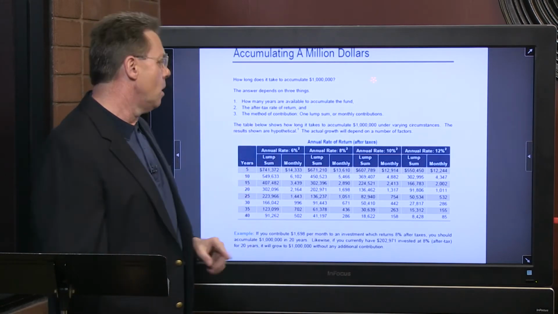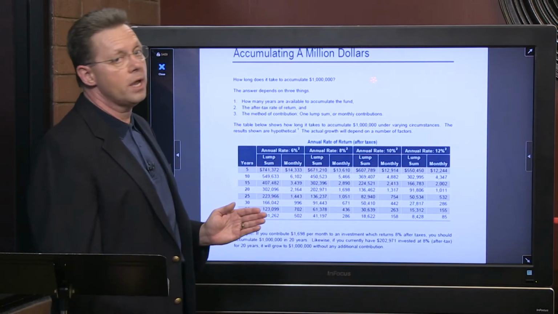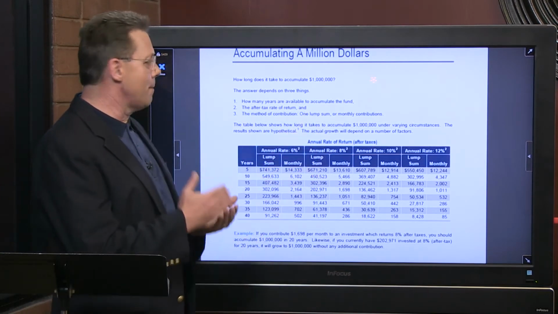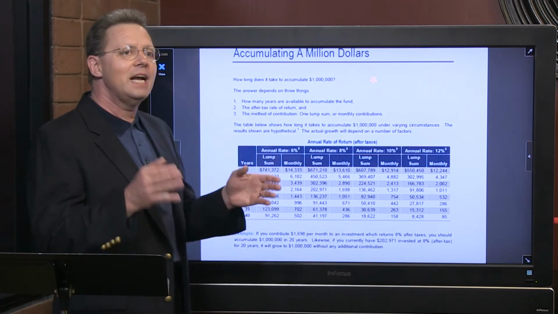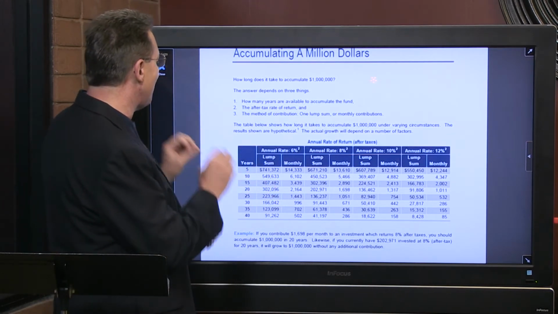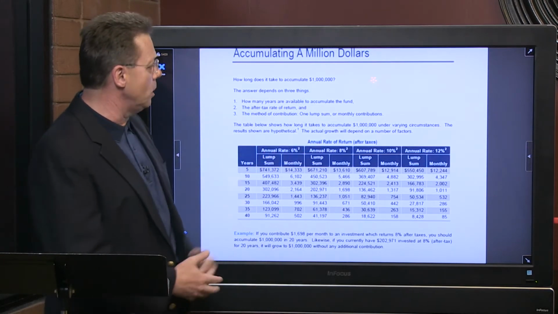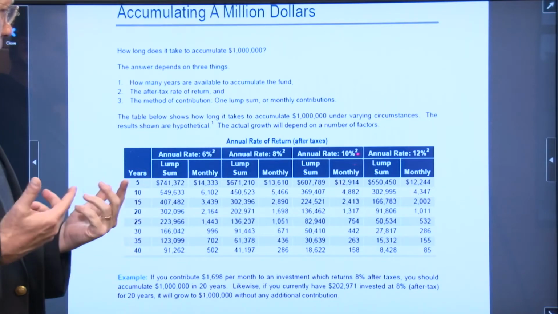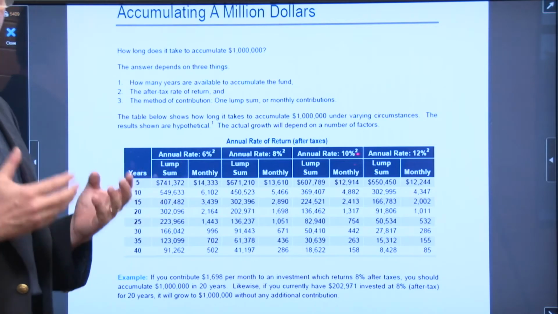And then the last one is, what is my method of contribution? Does it make a difference? Oh, yes. Is it an actual single deposit, or am I paying monthly contributions, or am I paying annual contributions? I need to know all those factors. So when I make my composite, here's the table that shows how long it takes to accumulate $1 million under varying circumstances. And of course, the results shown are completely hypothetical. The actual growth will depend on a number of factors.